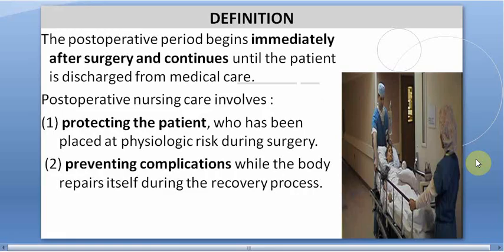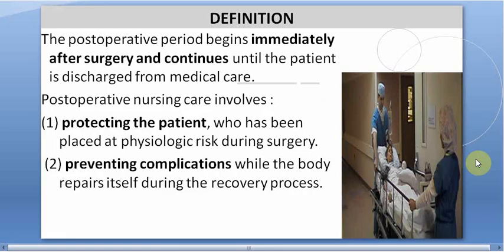In post-operative nursing care, we have certain major roles to do. The major roles here are, one, protecting the patient, and next, preventing complications. We protect the patient in the sense that soon after the surgery they may have a lot of things to be monitored, maybe blood loss, vital signs, and positioning. So you have to continuously monitor the patient.